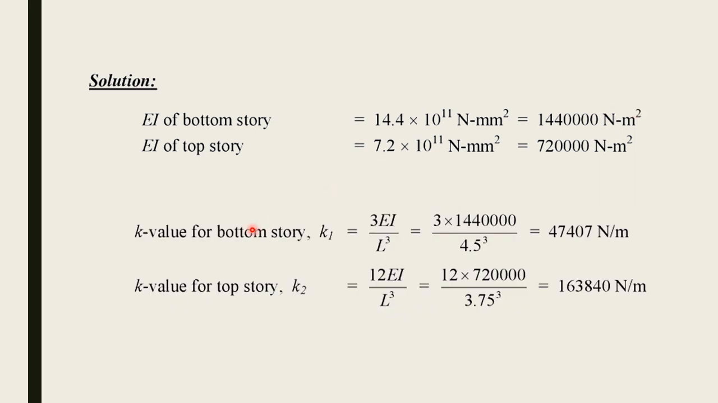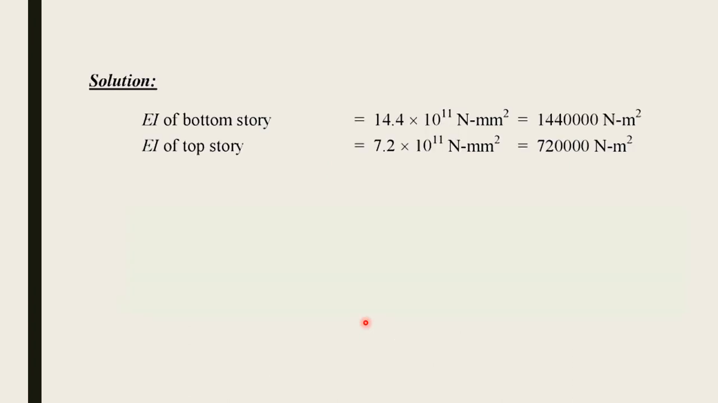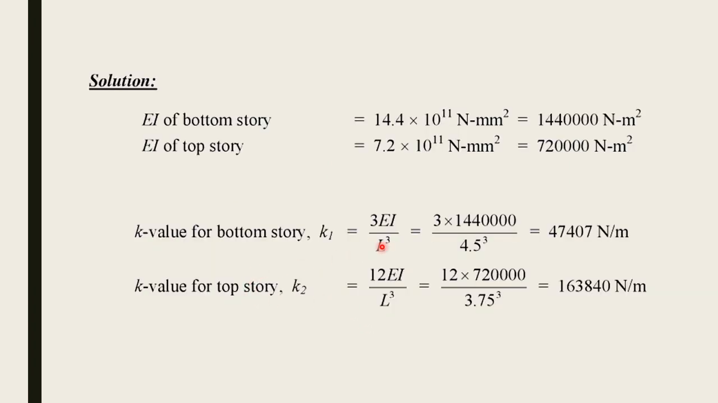The k value for the bottom story will use 3 EI, and for the top story it will use 12. The top story acts as a rigid frame because it is rigidly connected to the bottom, but the bottom is connected with a pin. That is why for the bottom the factor is 3 EI over L cube, and for the top it is 12 EI over L cube. Then the rest of the calculation is the same as we did in the previous lecture.